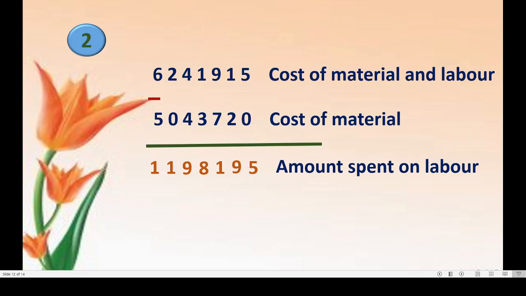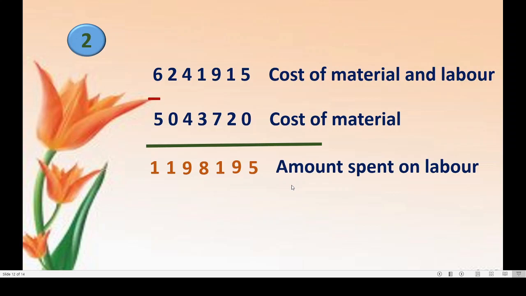What we did, first we subtracted the plot cost from the total amount, correct? Then we got the cost of material and labor amount. From that we subtracted the cost of material, correct? Now we got our answer, that is the amount spent on labor. This is our proper answer, that is 11,98,195. Isn't it? This is our answer.